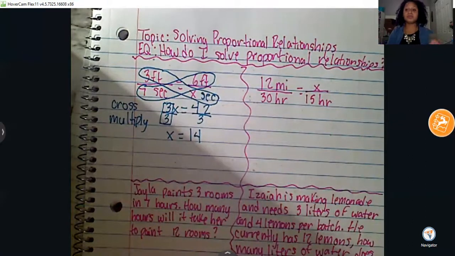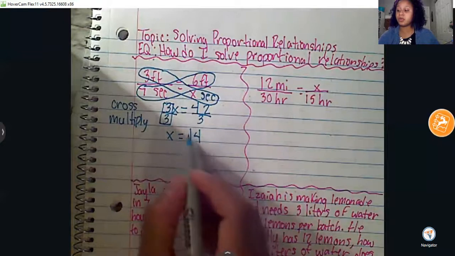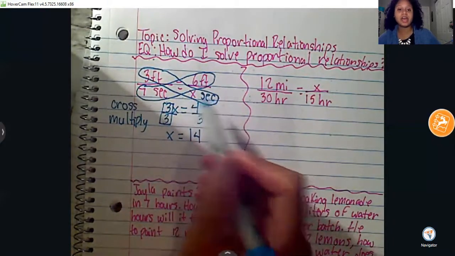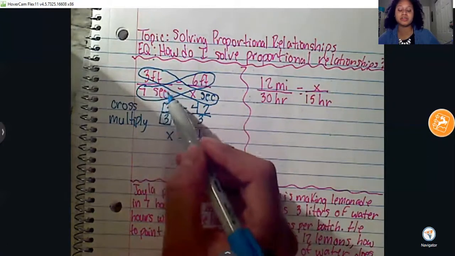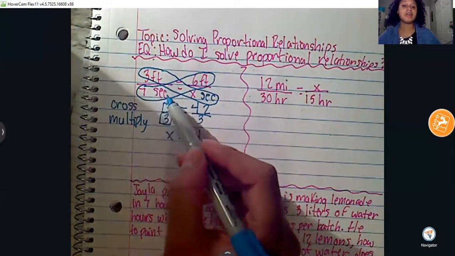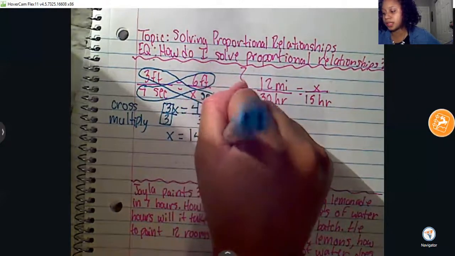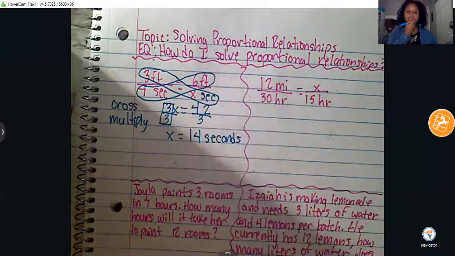So you get what x equals, but that is not the end. You also need to put your units. We need to look at what we were solving for in the x, which we decided was seconds, because that's what we had on the left side of our proportion. So the answer is 14 seconds for 6 feet.